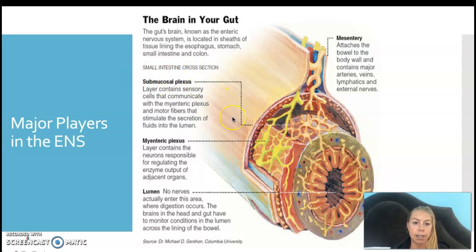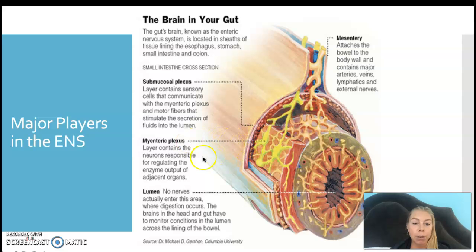This layer contains sensory cells that communicate with the myenteric plexus and motor fibers that stimulate the secretion of fluids in the lumen. And then the myenteric plexus, as mentioned above, is a layer that contains neurons responsible for regulating the enzyme output of adjacent organs. So that could be anything from the kidney to the liver.